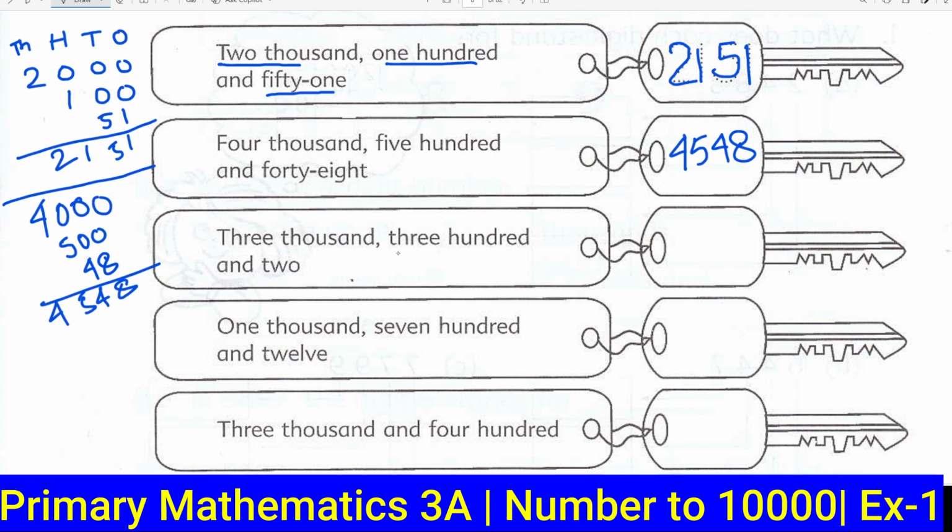Next, 3,302. So we can write this one 3,000, then 300, and then 2. So we can write in here 3 3 0 2.